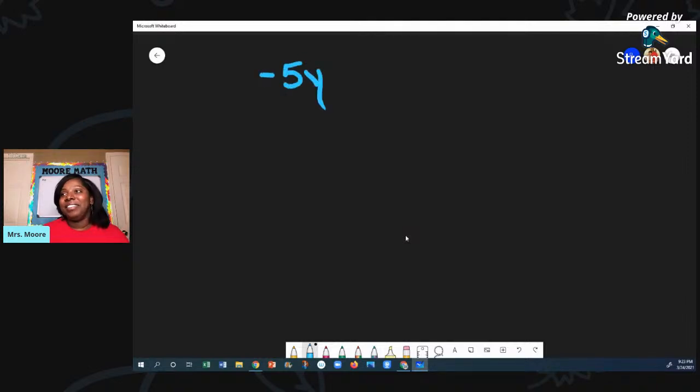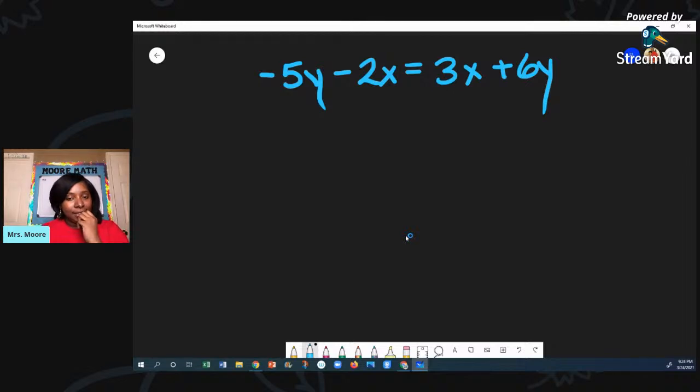Let's do y's now just because. Okay, so let's say actually there's x and y. We have negative 5y minus 2x. And on the other side, we have 3x plus 6y. All right, so what do we do?